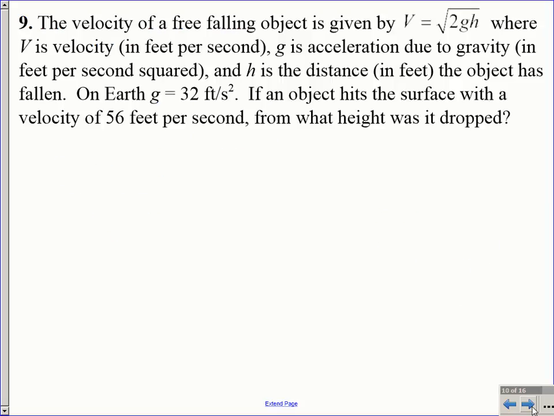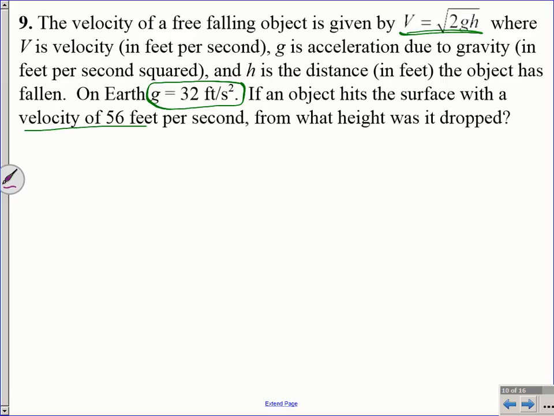All right, question number 9. It says the velocity of a free-falling object is given by, and I'm going to underline some important information here. V equals the square root of 2gh, where v is the velocity, g is acceleration due to gravity, and h is the distance in feet the object has fallen. On Earth, g is 32 feet per second squared. That's kind of important. It says if an object hits the surface with a velocity of 56 feet per second, from what height was it dropped?